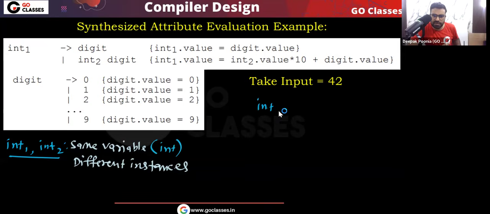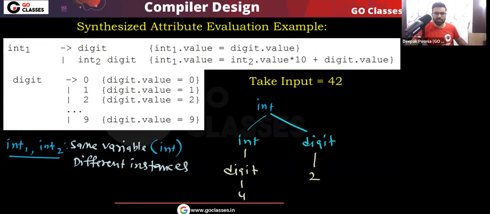So let's make the parse tree. In the parse tree, I want 42, so int will go to int comma digit. Next, you can see what I want. I want 42. So this digit can go to 2, and this int will go to digit, and this digit will go to 4. Yes or no? Very simple. So this parse tree we have made.